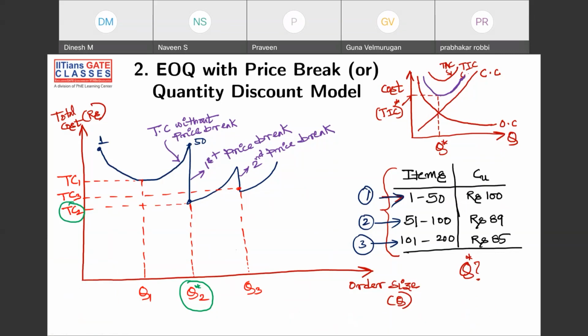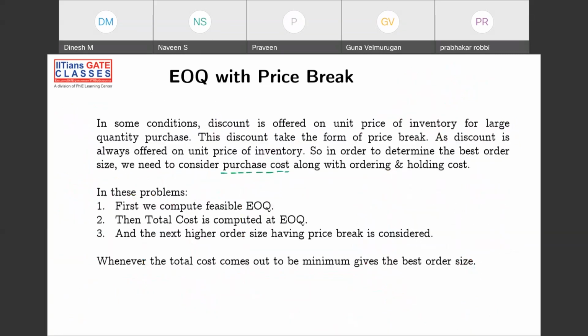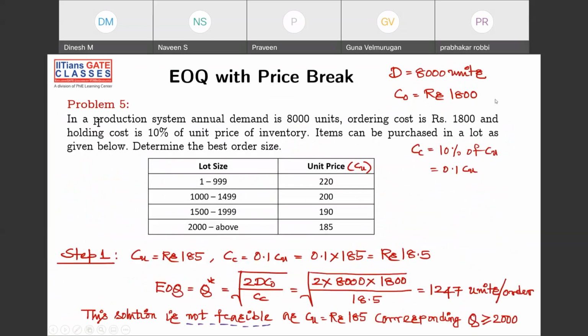So now there's a technique that we're going to use. What is that? First we compute the feasible EOQ, then calculate the total cost of that EOQ, and if it is higher, then you go to the next price break and see that. So that is what we're going to do. I'm telling you all these things in passing; I'm not going to discuss that in detail. So this is the question that is there.